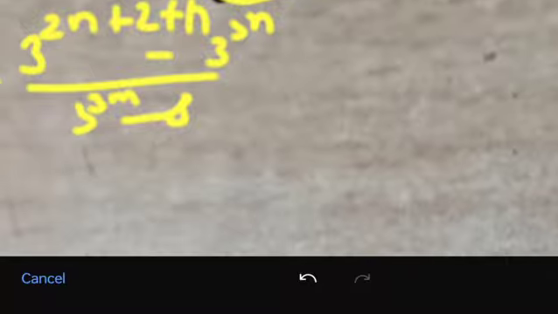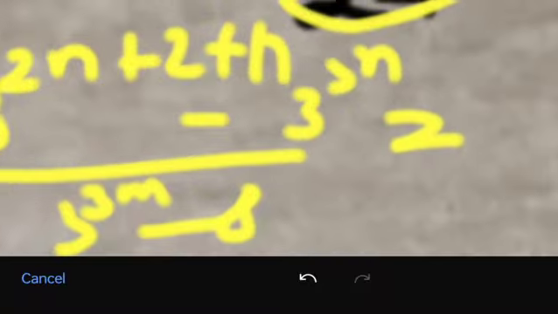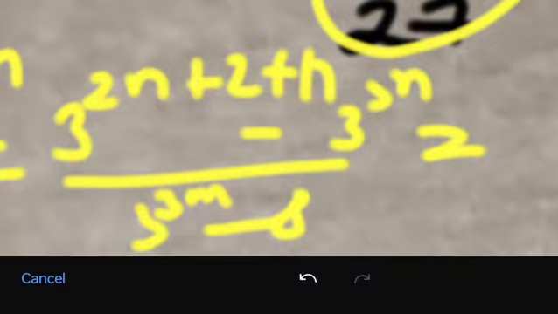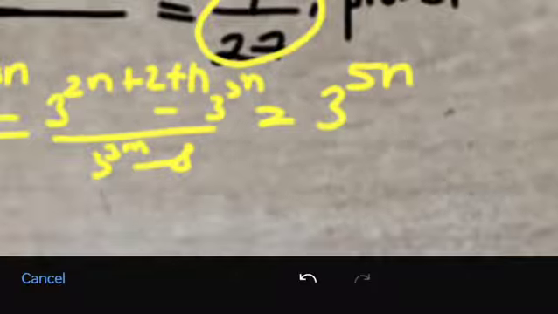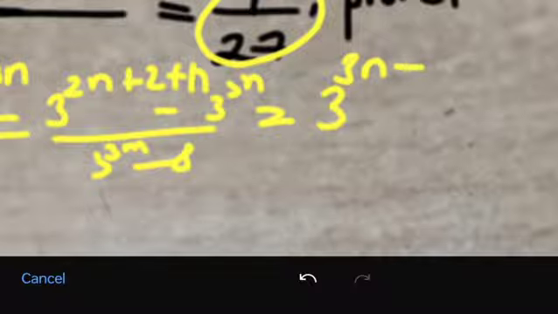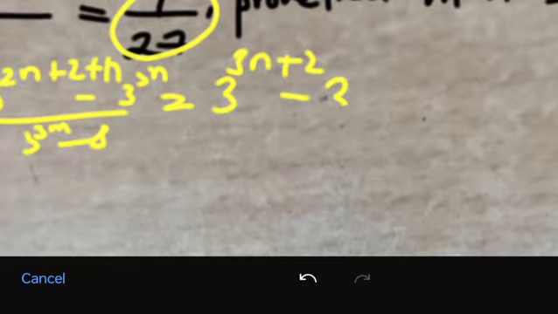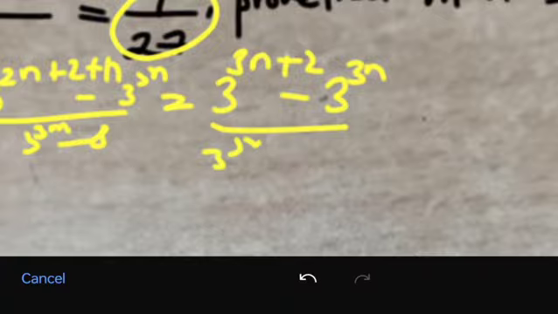So if you add them up, you would get 3 raised to the power 5n. Sorry, my bad. 3n plus 3 raised to 2, yeah, minus 3n, by 3 raised to the power 3m minus 8.